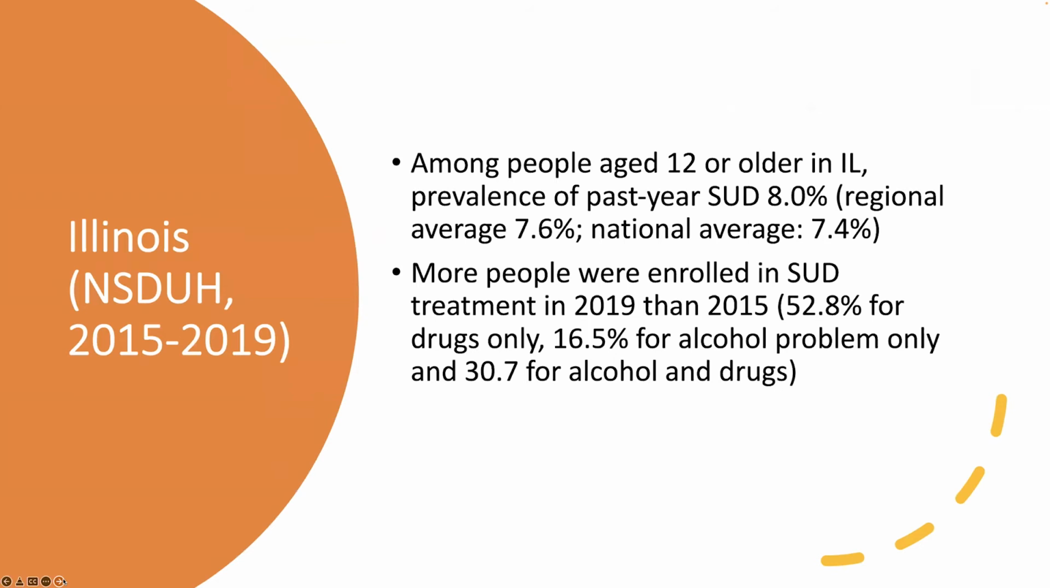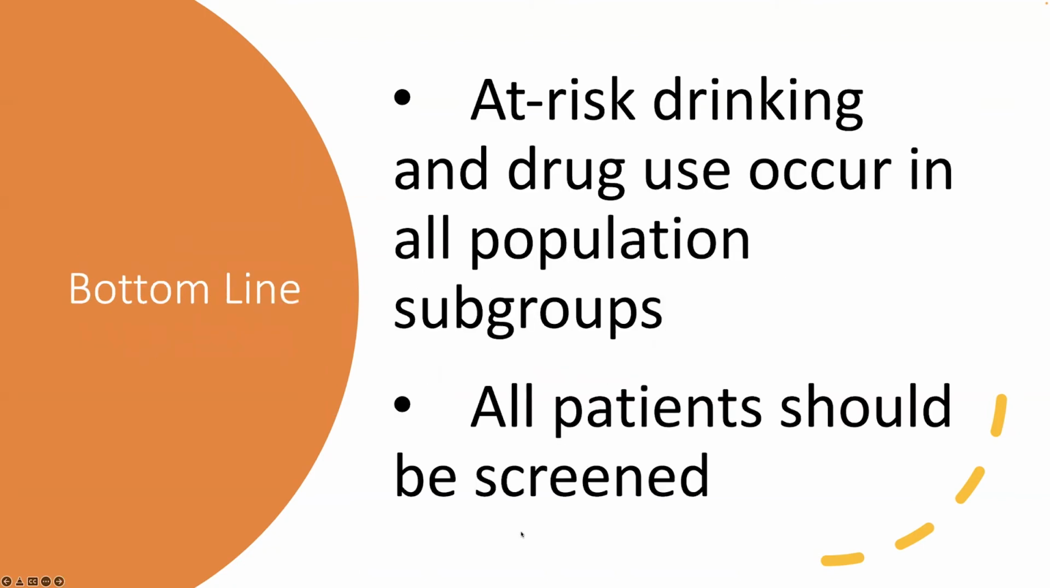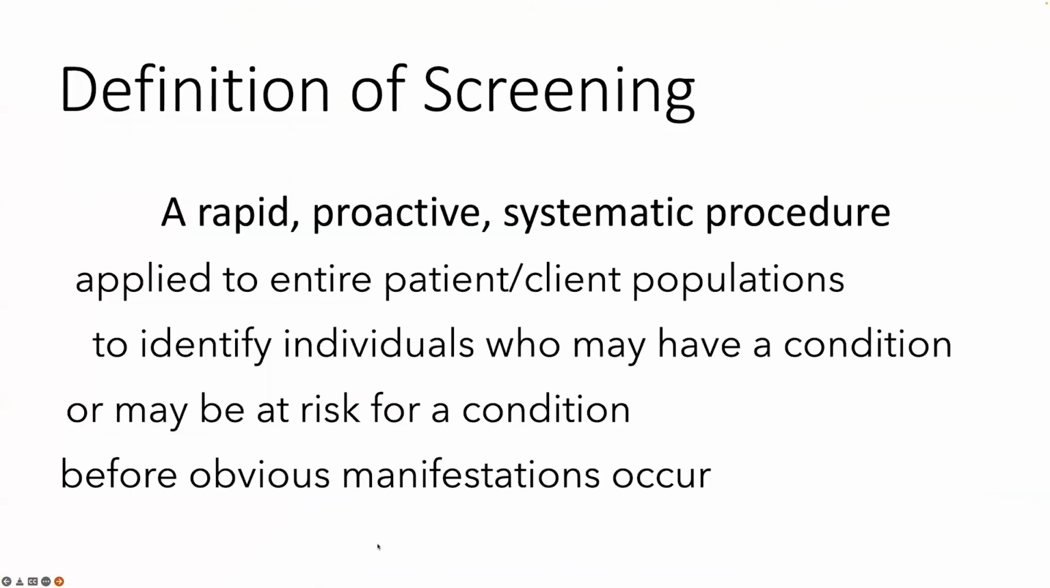In your state, we know that Illinois has a slightly higher rate of substance use disorders in the past year, and the need for substance use treatment for alcohol, drugs, and both is rising. So the bottom line is that at-risk drinking and drug use occur in all population subgroups, and all patients should be screened. What is the definition of screening?